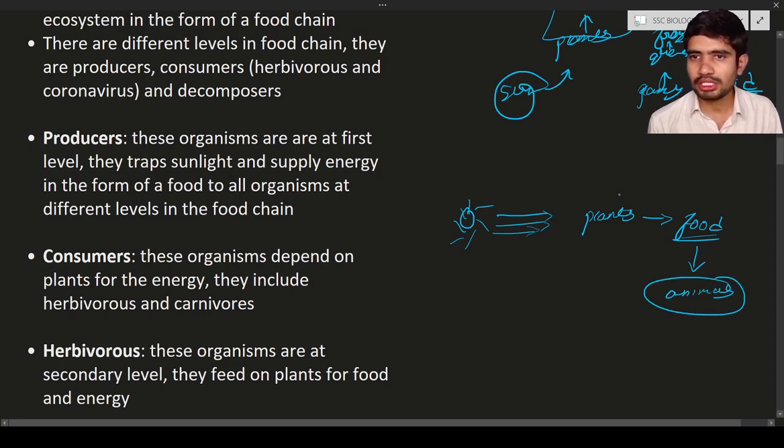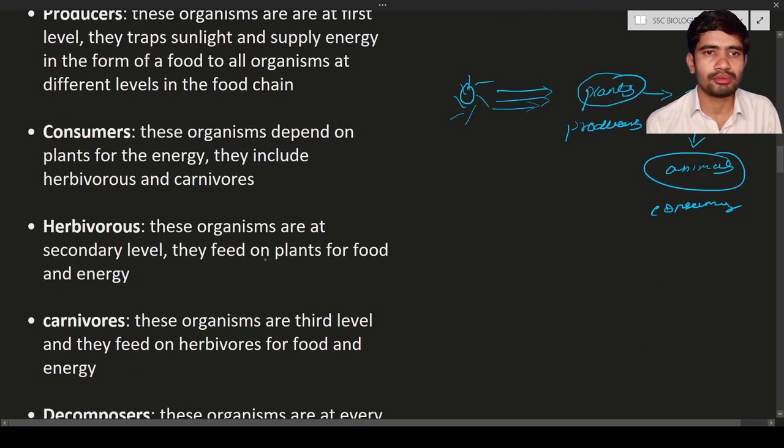Here you can see two aspects, plants and animals. The plants are going to produce the food material, hence they are known as producers. The animals are going to consume the food material, hence they are known as consumers. So this is the difference between the producers and consumers.